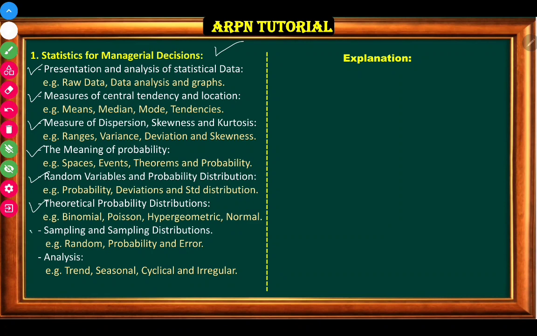Okay, how many ways can I provide statistical data for managerial decisions? The actual meaning of it is: how can I provide the statistical data for the managerial people or upper management to make these managerial decisions? Okay, how can I do it?